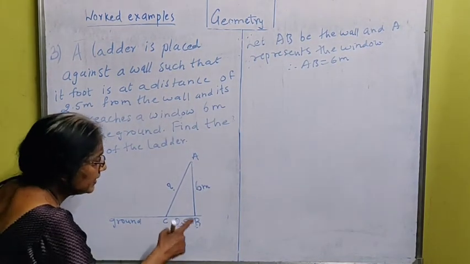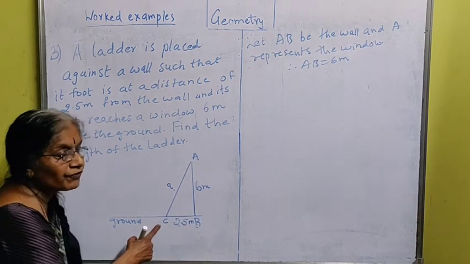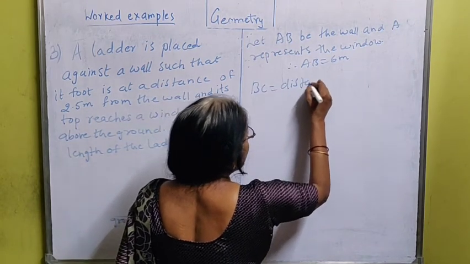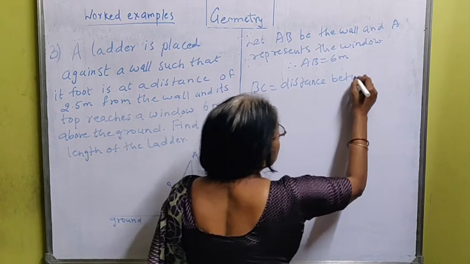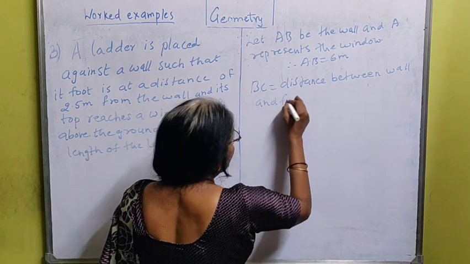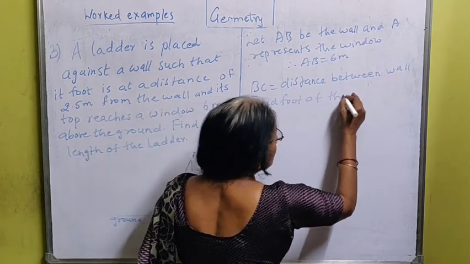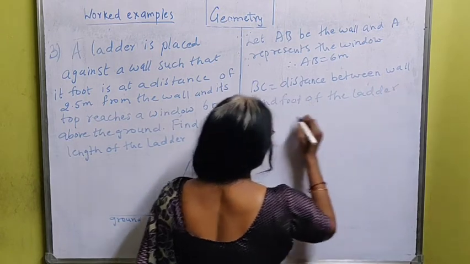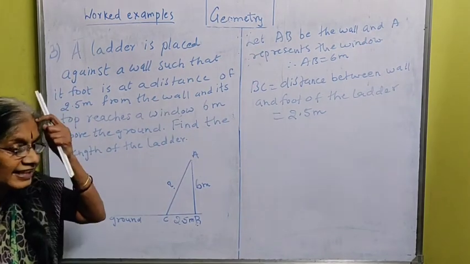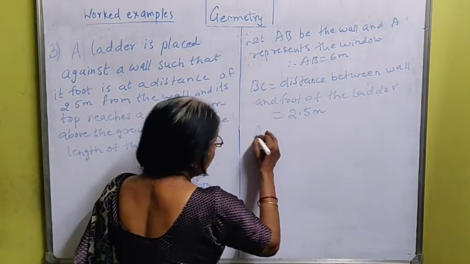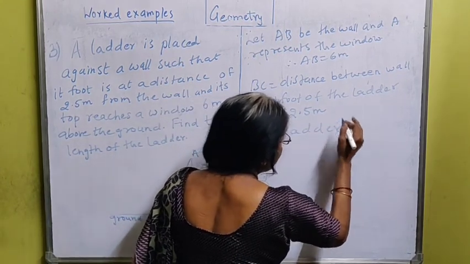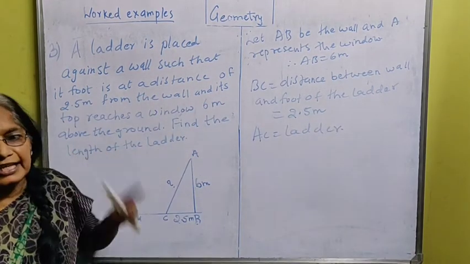What is BC? The distance between the wall and the foot of the ladder. So BC is equal to the distance between the wall and the foot of the ladder, which is equal to 2.5 meter. Then what is your AC? AC is the ladder. So AC is your ladder. Now you have to find out the length of the ladder.